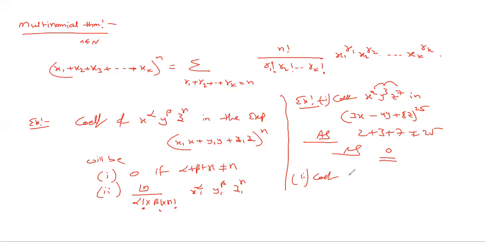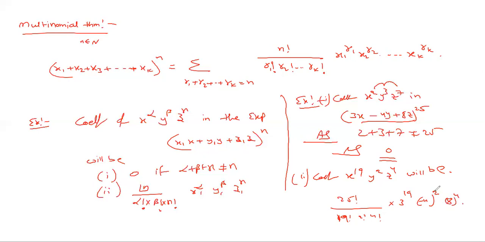Next example. The coefficient of x^19 y^2 z^4 in the same expansion will be what? It will be 25 factorial divided by 19 factorial into 2 factorial into 4 factorial, into 3^19 into (-4)^2 into 8^4. That's it.